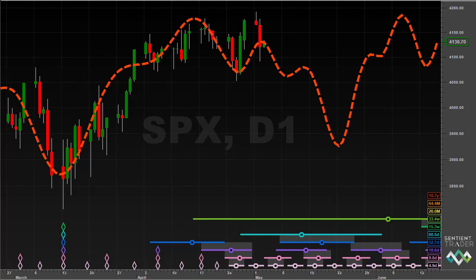Today is another FOMC news event, and so we should expect some volatility later on today. But once that volatility calms down, it will be interesting to see how price moves towards the 80-day cycle trough.